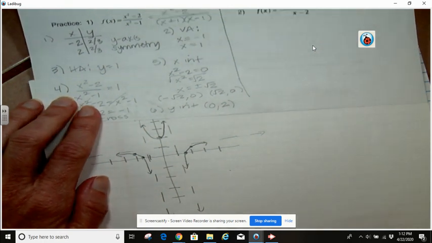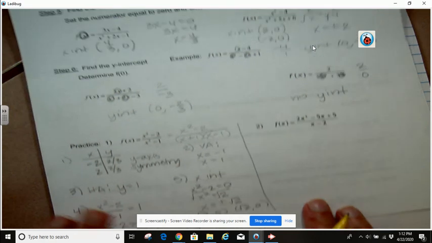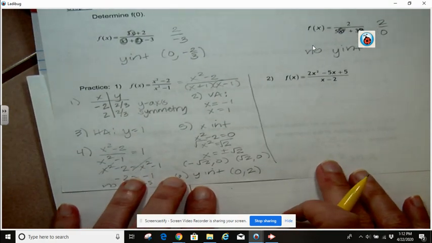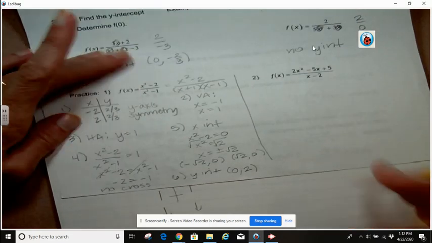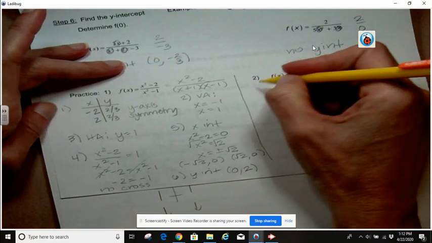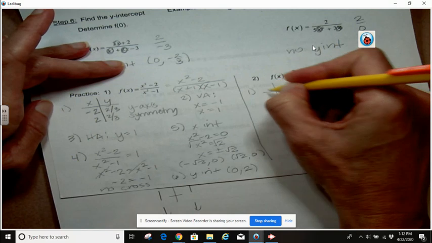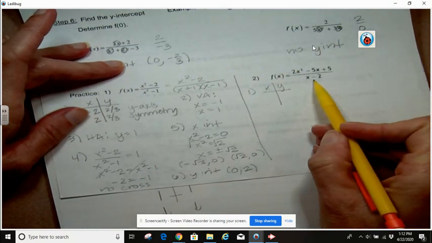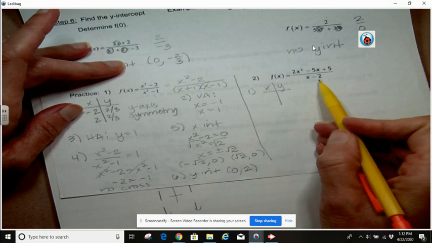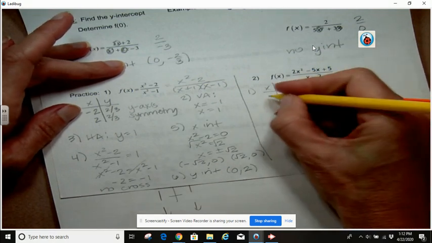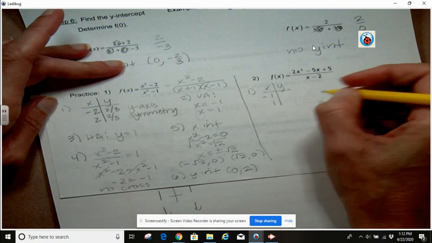All right, one more example. So for example 2, start with the symmetry. So in this case, I can see that there'll be a vertical asymptote at x equals 2. So I just can't use 2 in my table. So now I can use -1 and +1.